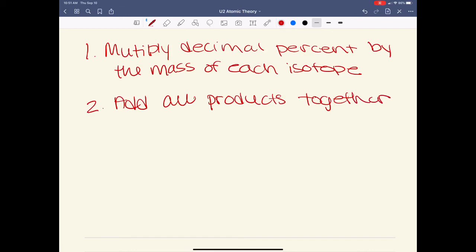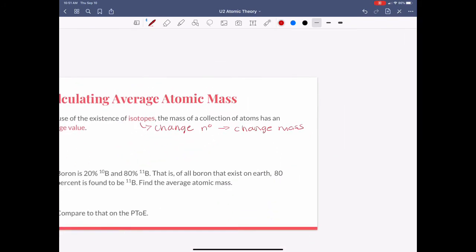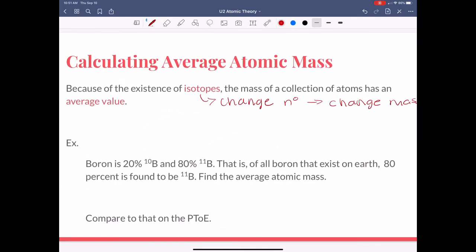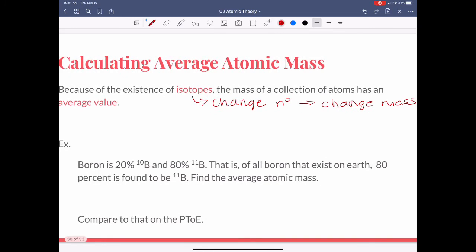All right, so give you a second to write that down, and then we will look at the examples at the bottom of your page. All right, so example 1 here, we have boron. Boron is 20% boron 10 and 80% boron 11. That is, of all the boron that exists on Earth, 80% is found to be boron 11. So find the average atomic mass.